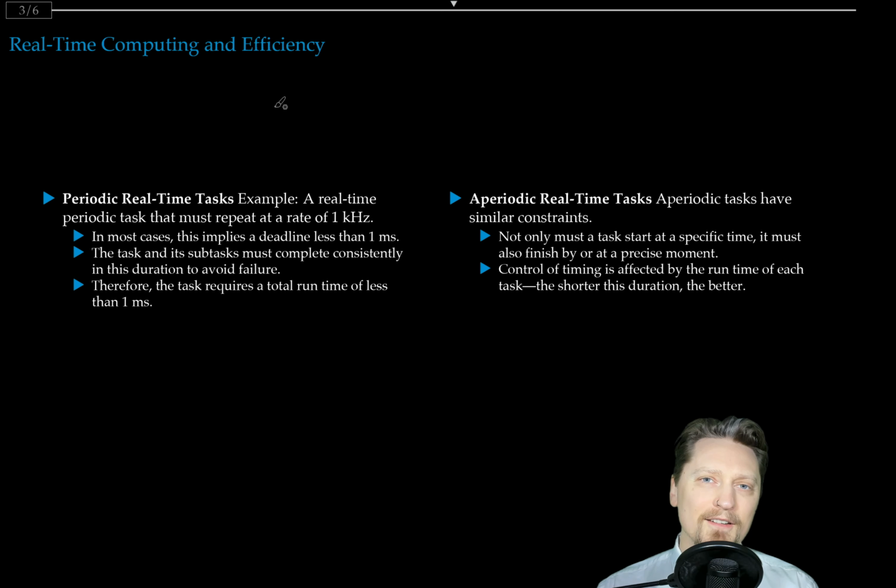Real-time computing and efficiency. Periodic real-time tasks. Let's look at an example of a periodic real-time task: a task that must repeat at a rate of 1 kilohertz. In most cases, this implies a deadline of less than 1 millisecond. The task and its subtasks must complete consistently in this duration to avoid failure. Therefore, the task requires a total runtime of less than 1 millisecond.